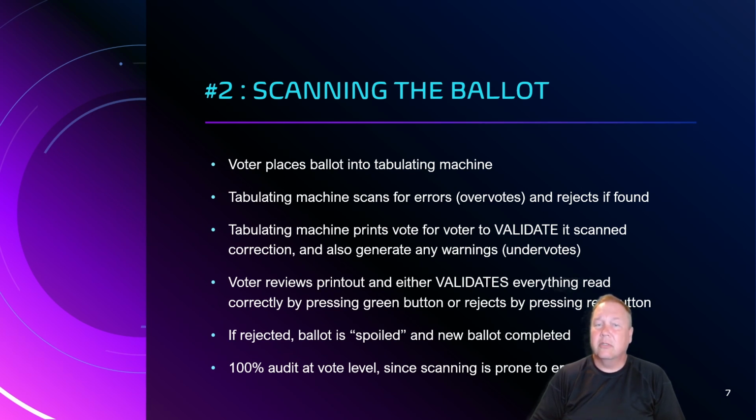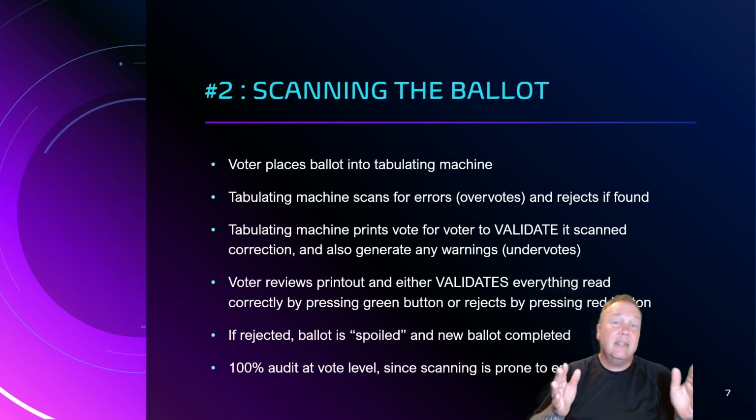If I have overvotes, it's going to reject it because that's an invalid ballot and almost certainly a mistake on my part. If I have undervotes, it's going to give me a warning because it's legal, it's valid, but it may or may not be what I wanted. So to validate everything was scanned properly, remember, I verified it was on the piece of paper correctly. Our next level validation comes in here. It needs to verify it's scanned properly.